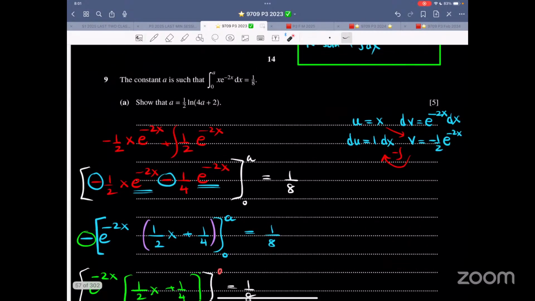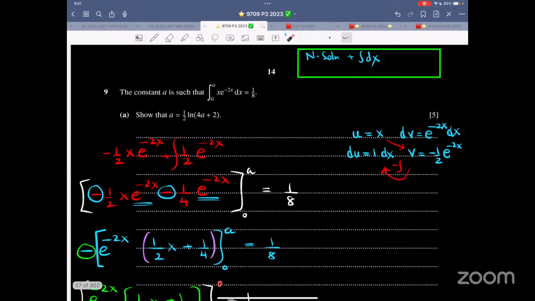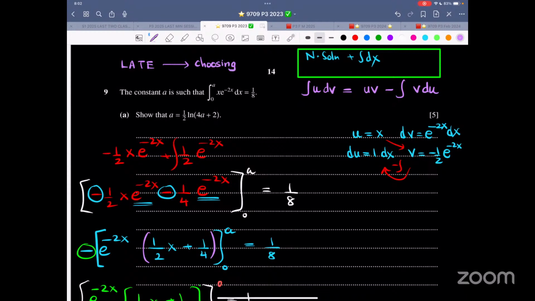Question number 9. This is about integration and numerical solution. Read the question again. What is the technique that needs to be applied? Think about it. That is by parts. So therefore, let me write the by parts technique over here. That is the integral of u dv, that is uv minus the integral of v du. So remember LATE, this is the order for choosing u, which is the term that needs to be differentiated.